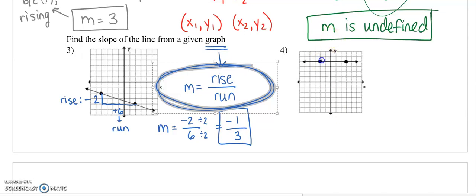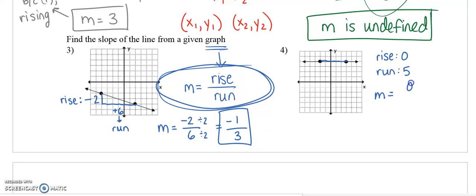So for example, in number 4, once again I'm going to count the rise and then count the run. So if I start at the point on the left, how much do I have to go up or down to get to the point on the right? I hope you said nothing, because you'd be right. I don't have to go up or down at all, right? It's straight across from it. That means my rise is going to be 0, because I didn't go up or down at all. Alright, my run is 1, 2, 3, 4, 5. Positive 5, because I went to the right. So that means my slope is going to be 0 divided by positive 5.